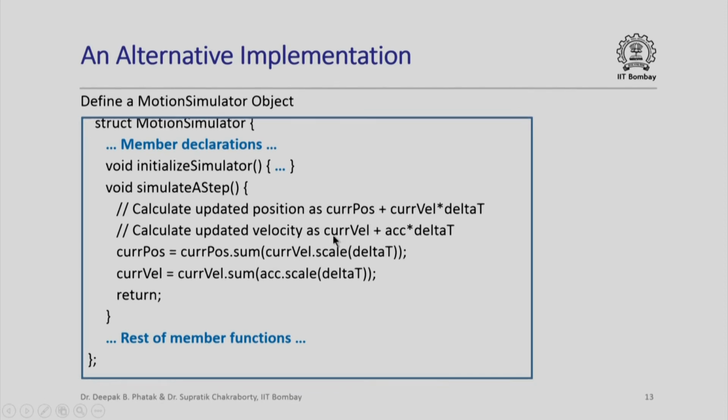So this expression is correctly going to compute the updated velocity for any values of delta t, but this expression is going to compute the correct value of updated position only for very small values of delta t, such that we can assume current velocity to be constant within that small delta t. And then we simply update current pos and current velocity in the expected way: we scale current velocity by delta t and add it as a vector sum to current pos, and we scale acceleration by delta t and add it as a vector sum to current velocity.